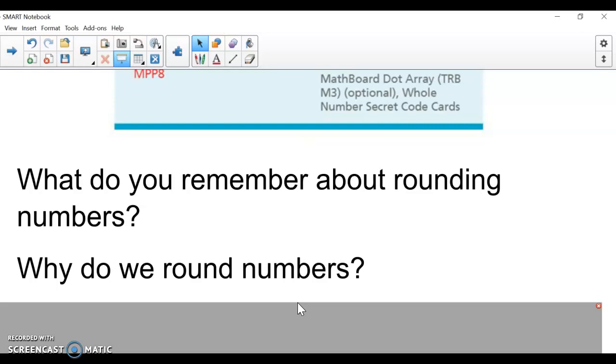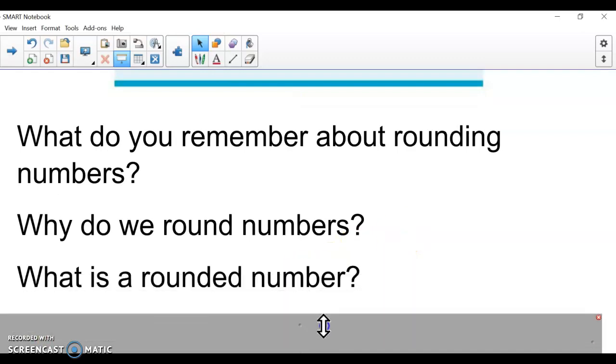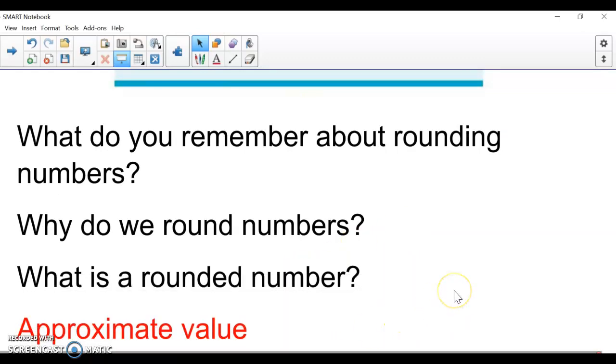We think, well, there were about 20,000 people at the stadium. You wouldn't say 20,143. So we do it when we want to make numbers easier to work with. And then a rounded number is what we call an approximate value, right? Some other words you might hear that we associate with rounding: approximate, about how much, or an estimate. Those words are usually keywords that tell us, hey, we're going to have to round here. Approximate value might be a new one.